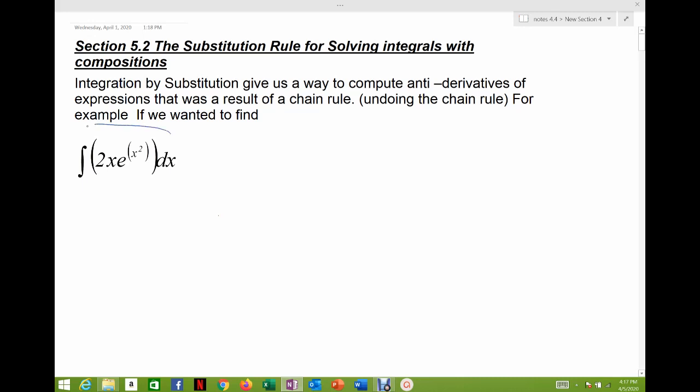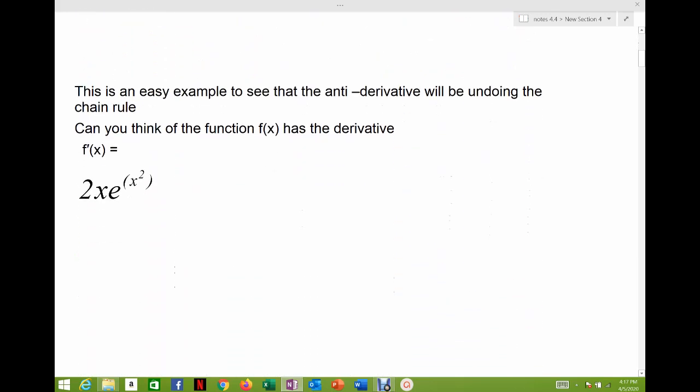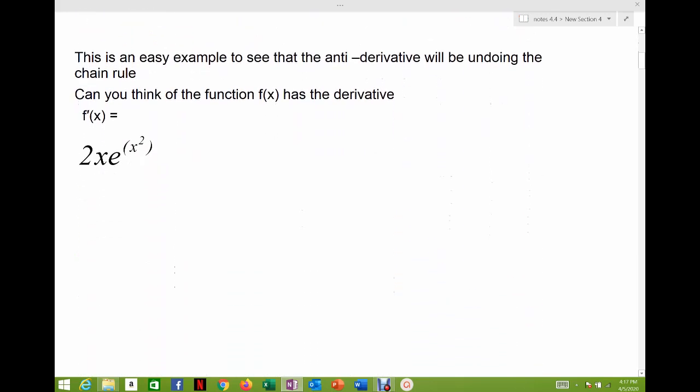The integral we're going to start off with is the integral of the function 2x times e raised to the x squared. Remember, this is the derivative. We want to know the antiderivative. We want to undo the chain rule. What function has the derivative 2x e to the x squared?